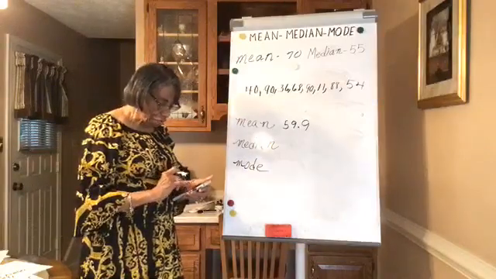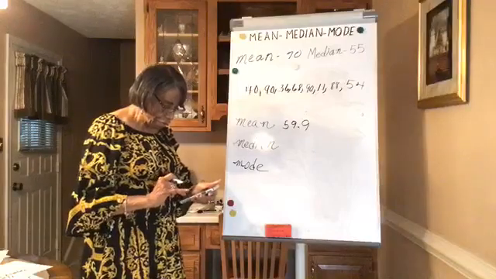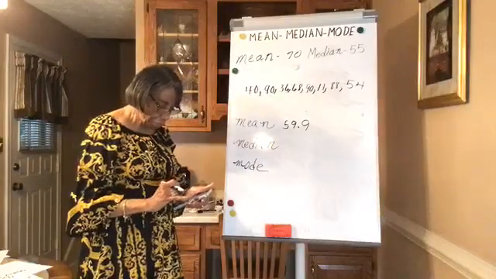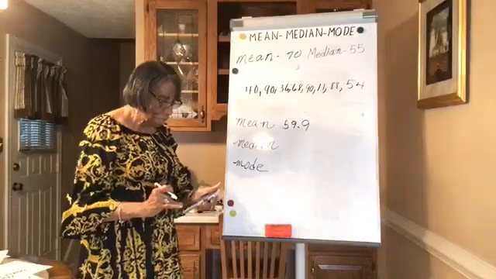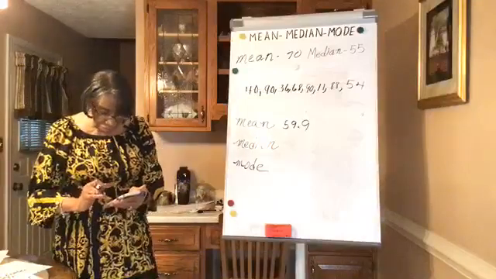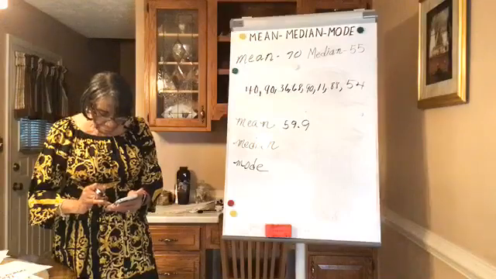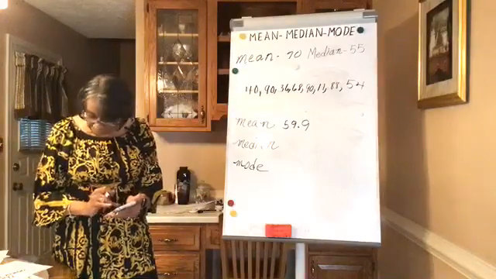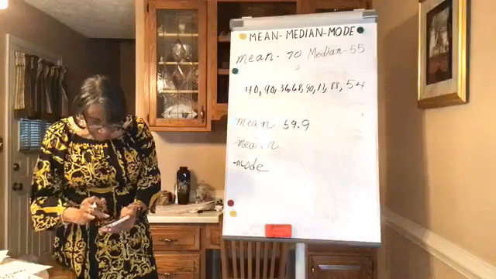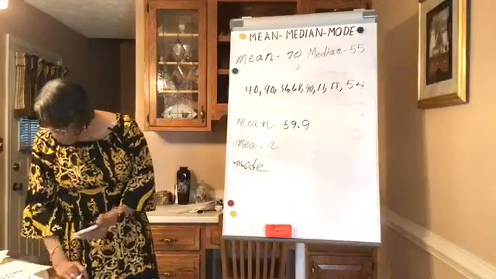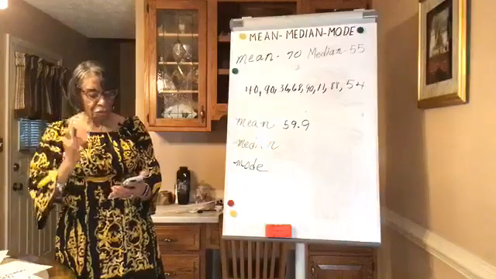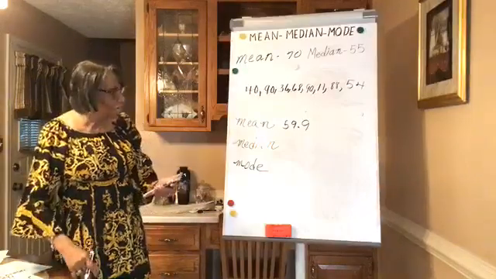Okay, and we're going to divide this by 8. Okay, let's see. 477 divided by 8. Okay, 59. Let's see. 479. Okay, I put the wrong number in. $479 divided by 8 equals 59.9. When we round it off, we get 59.875, and that rounds off to 59.9.